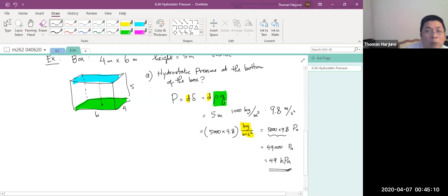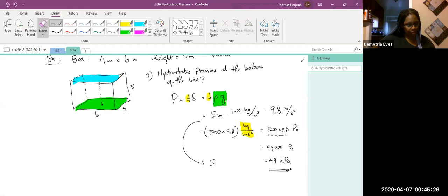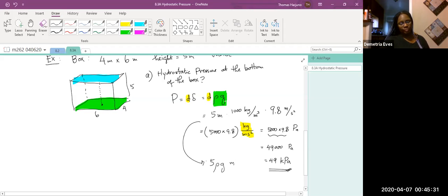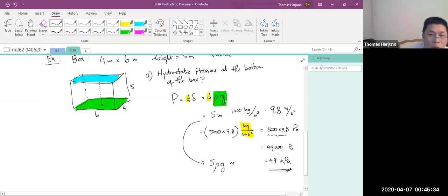So in my class, you will say 5 rho g meter. But the unit is not meter though. The unit is not meter because in rho you have their own unit, the g you have their own units, right? Or maybe as a number, let's just write 5 rho g.